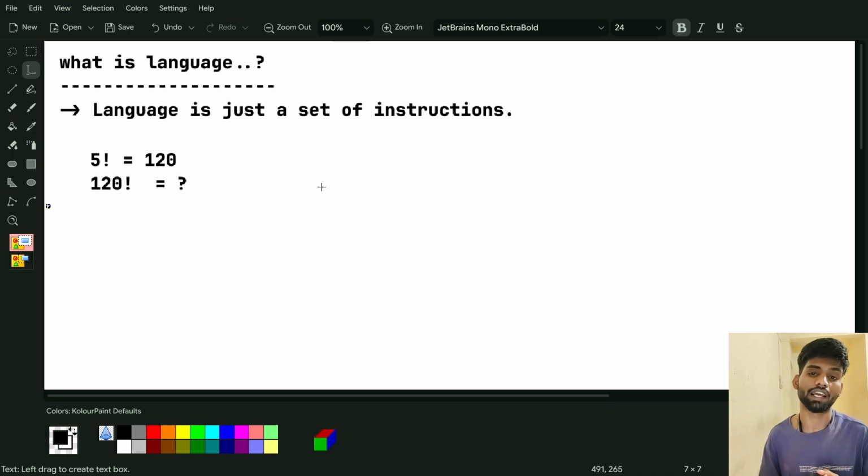So in a programming language, there are two components. The first one is the syntax and the second one is the semantics. So what are syntax and semantics? Syntax is the structure. Our body also has a structure: our head is at the top, our whole body is in the middle, our legs are in the bottom. Like this, every programming language has some structure. That is called syntax.